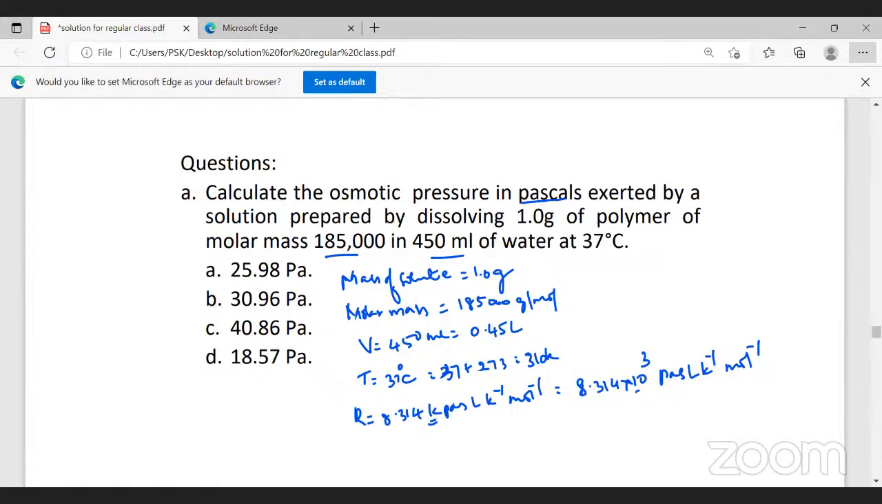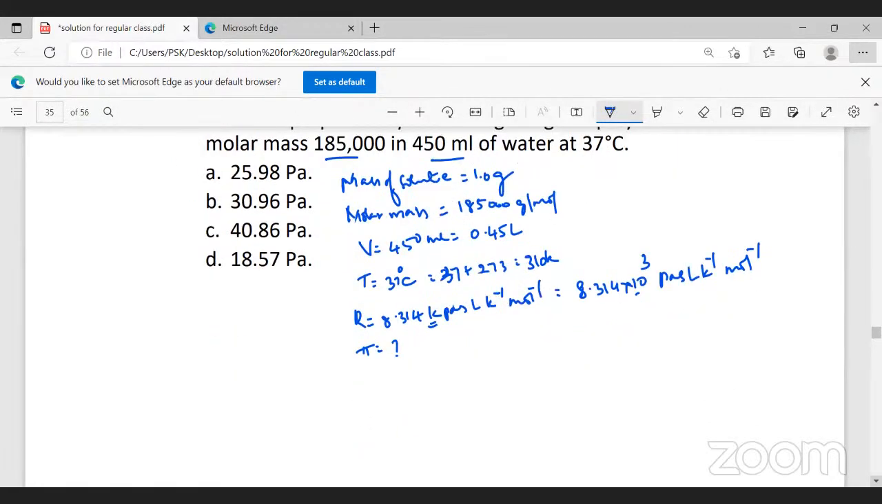Now, what is the question they're asking? They're asking you to calculate the osmotic pressure. What is the formula we know? We know that osmotic pressure pi is equal to C into R into T. Pi is proportional to C into T. If you remove the proportionality constant, we give R as a constant, the solution constant. So we can write pi is equal to N by V into RT.